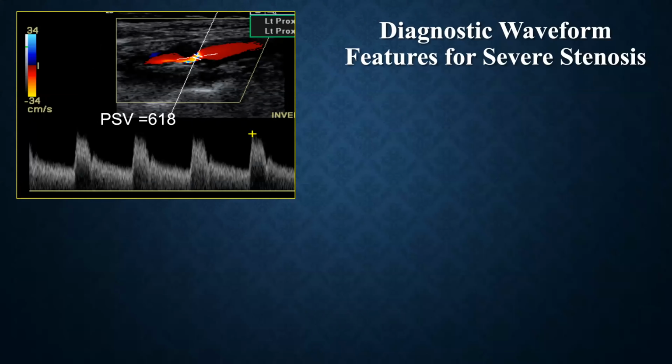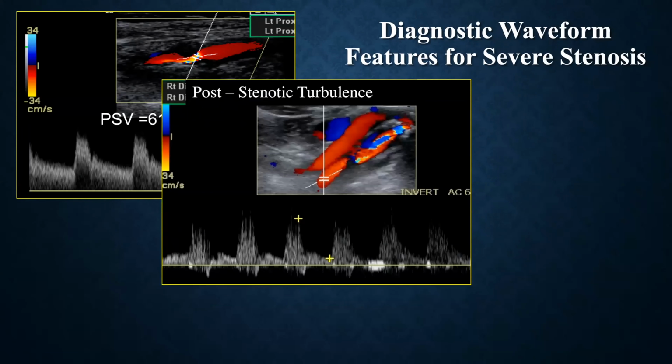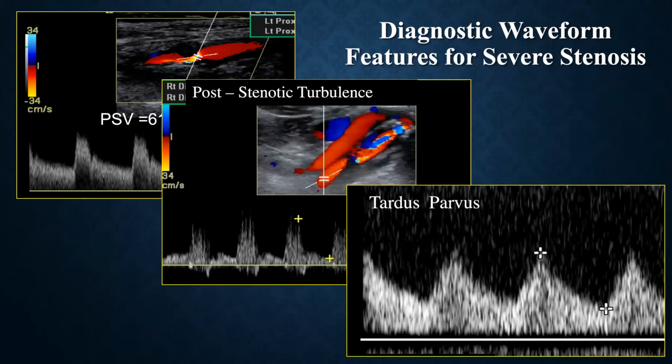So here, just to summarize, right? The waveform features that are consistent with a severe stenosis: high velocity in the stenosis, turbulent flow distal to it, and tardus parvus waveforms downstream. And this is very helpful because in addition to seeing high velocities, when we do these studies, by adding on these waveform appearances, we can be very certain when we have a severe stenosis.